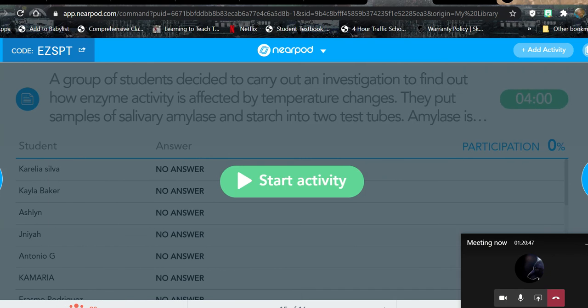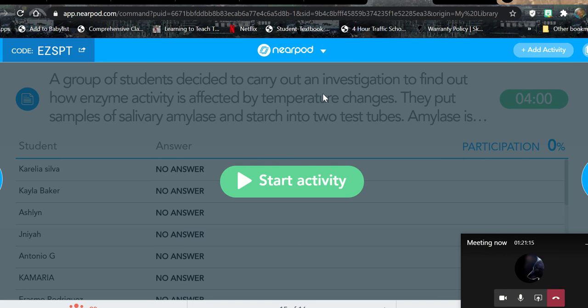All right, so let's use an application example. It says a group of students decided to carry out, let me see if I can see the whole thing. Well, you guys will be able to see the whole question. So I'm going to read part of it to you guys. It says a group of students decided to carry out an investigation to find out how enzyme activity is affected by a temperature change. They put samples of salivary amylase into starch test tubes.